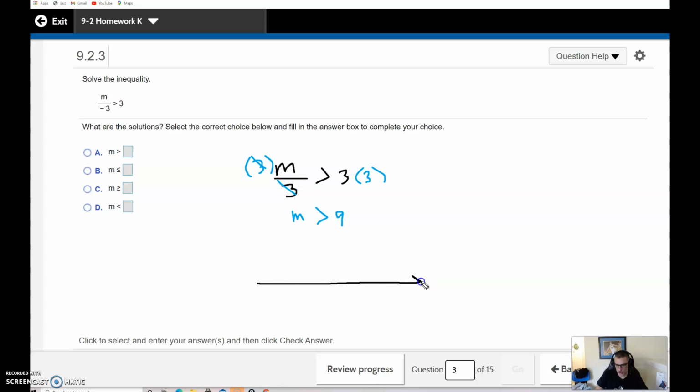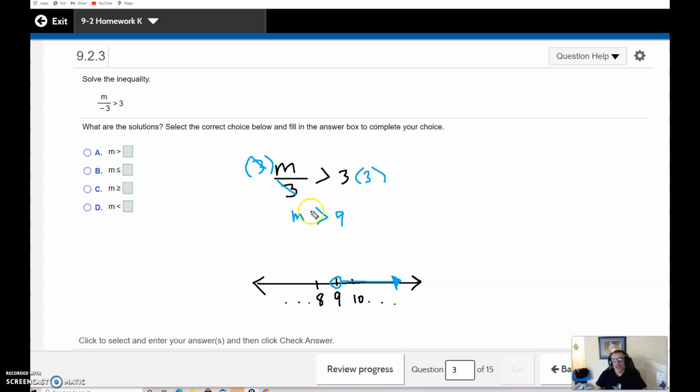And again, if I want to do the graph, 9 is my boundary number. Here's 10, dot, dot, dot. Here's 8, dot, dot, dot. It is not greater than or equal to, so it's going to be an open circle. And I want numbers that are bigger. And again, if you're unsure which direction to go, actually take the number on either side. If I put 8 here, is that true? No, it's not. If I put 10 here, is that true? Yes, it is. So again, my arrow goes to the right.